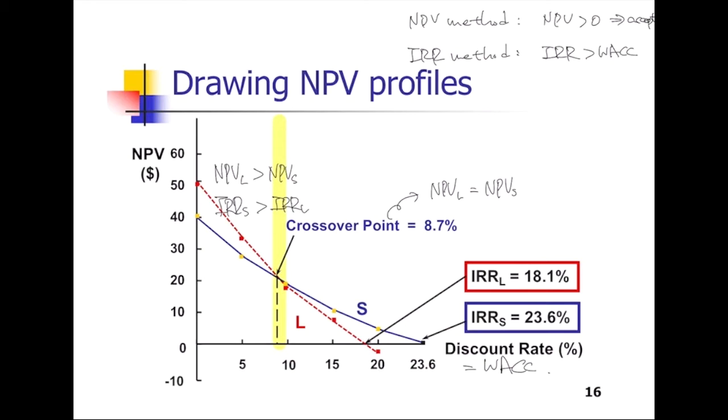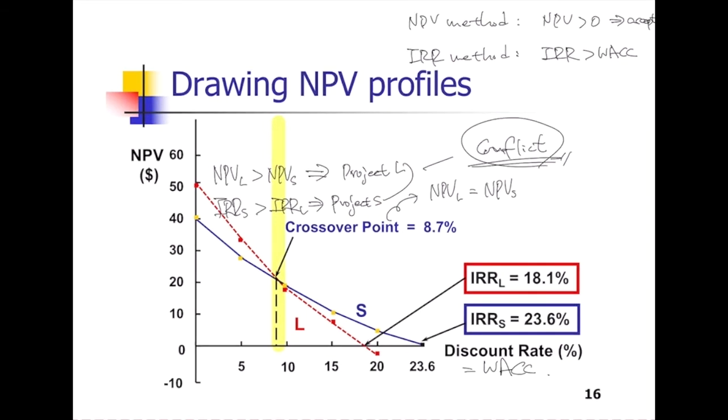So in this case, according to the MPV method, we choose project L, but depending on the IRR method, we can accept only project S. So there is some conflict, right? Which one is right? We will talk about this later.